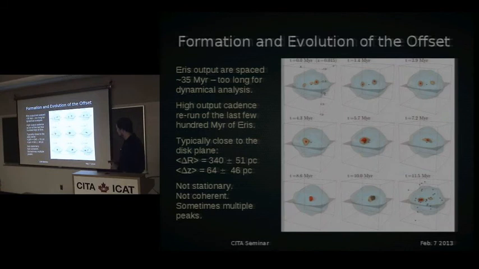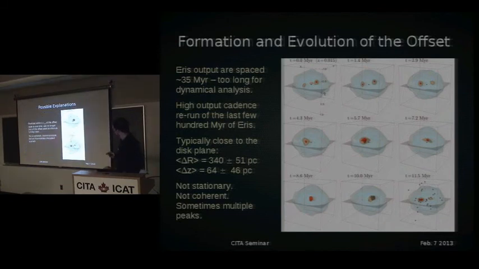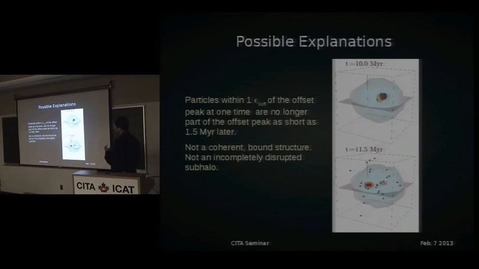A few more words on this offset. If you look at how it behaves as a function of time, it's clearly not moving around in a nice orbital way. Sometimes it splits into two. What's shown is the isodensity contours of dark matter, and the 95th percentile is shown here with these red points. In the last two panels, I'm zooming in to show that this structure, whatever is producing this offset peak, is not a bound structure. It's not some kind of remnant orbiting around the center of the actual potential. I isolated all particles within one softening length of the offset, and then plotted those same particles just 1.5 megayears later, and they've already dispersed throughout the 2 kiloparsec box, but the offset remains at a different position. So it's not a coherent, gravitationally bound structure.